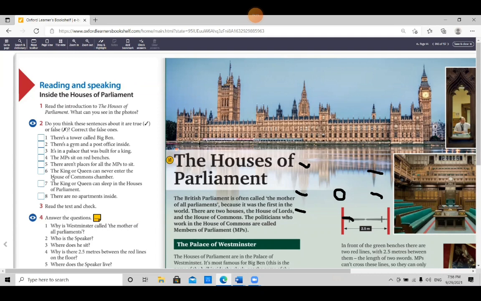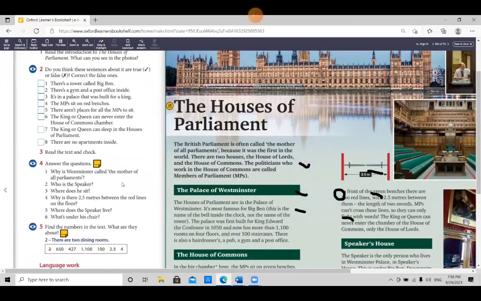Yes, who would like to answer it? The king or queen can sleep in the house of the parliament. Can they? Did they mention that they can't stay in the house of the parliament? Yes, they can. So this is also true. And the last one, there are no apartments inside. False. This is false. Excellent. So there are actually apartments inside it.